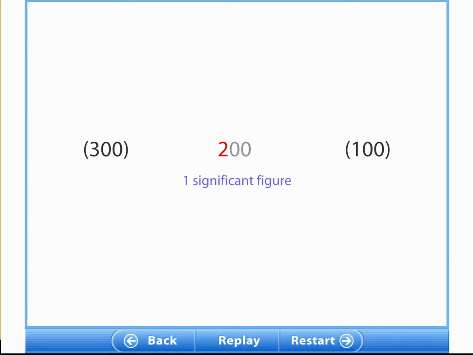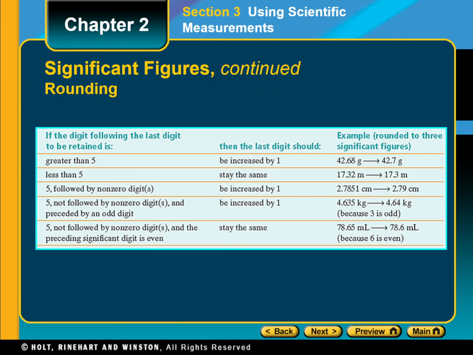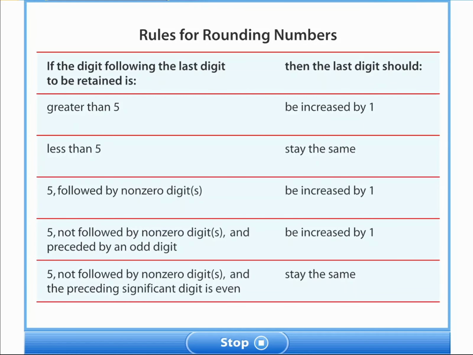Rounding. When you add, subtract, multiply, or divide two measurements, the reliability of the result should be reflected by its significant figures. How the result should be rounded is determined partly by the rules given on the screen here. A measurement's rounding is also determined by the operation: addition, subtraction, multiplication, or division. Rounding rules help you ensure that the significant figures you report in a measurement or calculation are accurate.